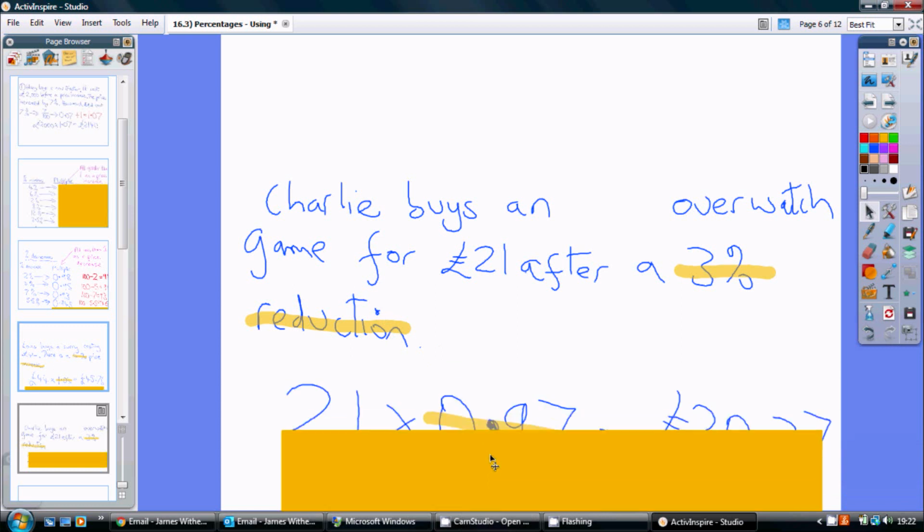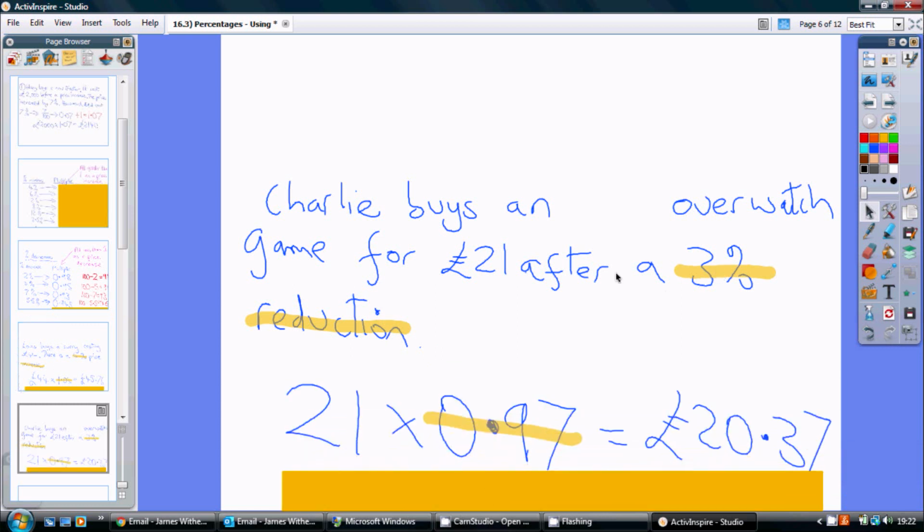So £21. Now because it's a 3% reduction, our multiplier is going to be less than 1. So I've done 100 take away 3% to get 97%, and 97% means 97 out of 100, which is 0.97. So getting out your calculator, 21 times 0.97 is £20.37.